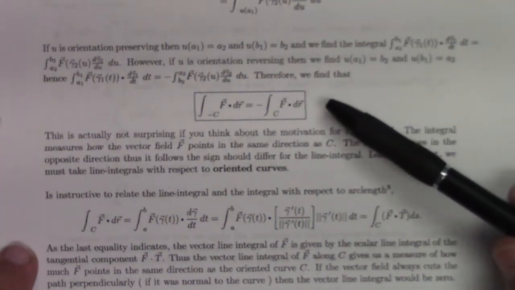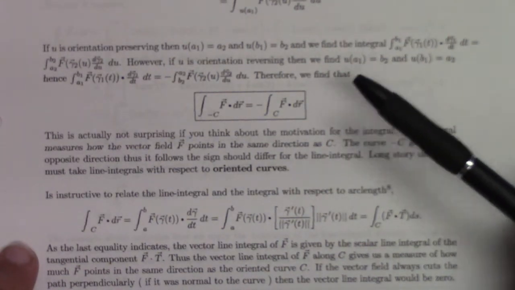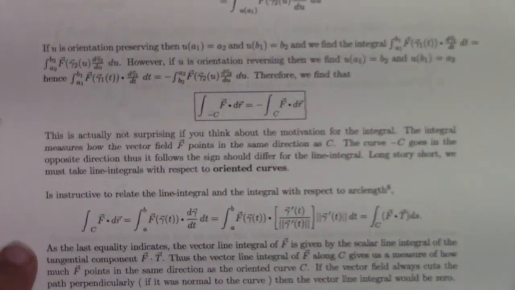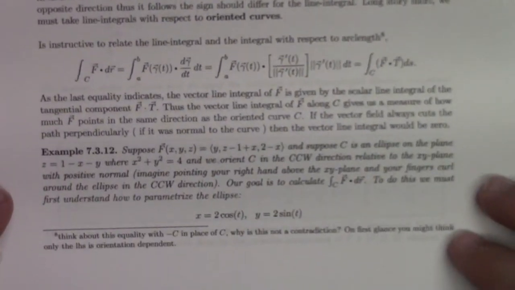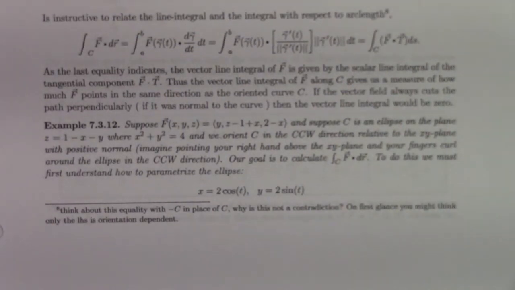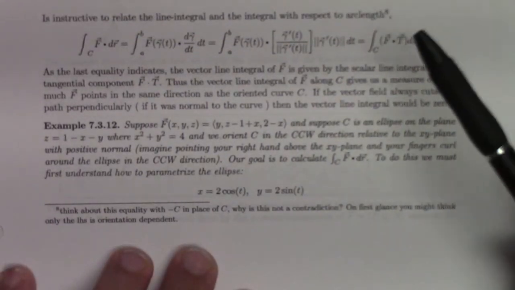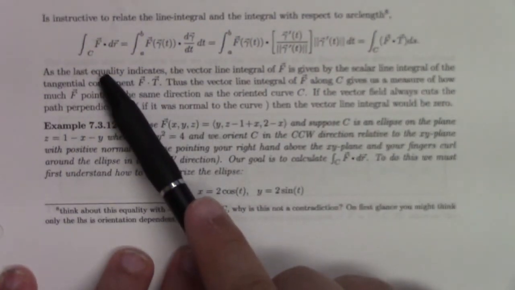So in short, the line integral assumes that we're calculating with respect to an oriented curve. It has to be given a sense of direction. And I should also mention that we can recapture this formula in terms of an integral with respect to the arc length. And here's how you do it.